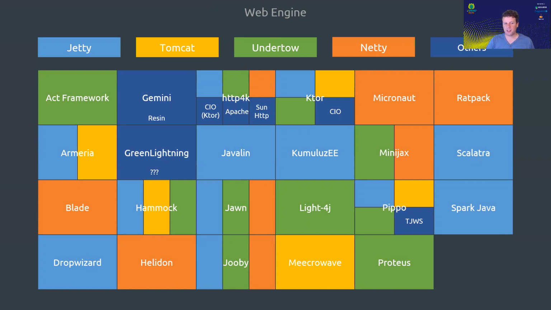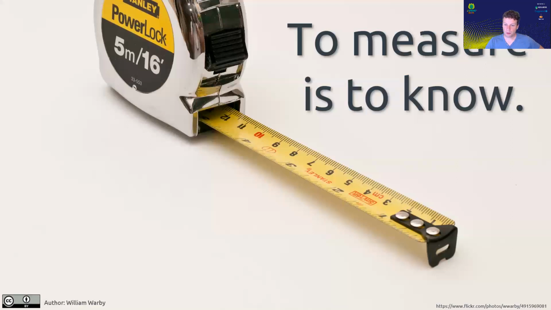But this is by far the most colorful picture of these categorizations. So can you categorize them by this? Not really. There's a lot of options in most cases. So enough categories. Let's try to see if we can measure something, because as a wise man once said, to measure is to know. So let's see, what can we know about it?